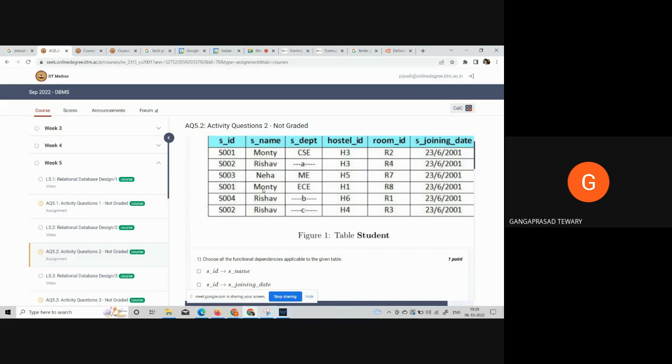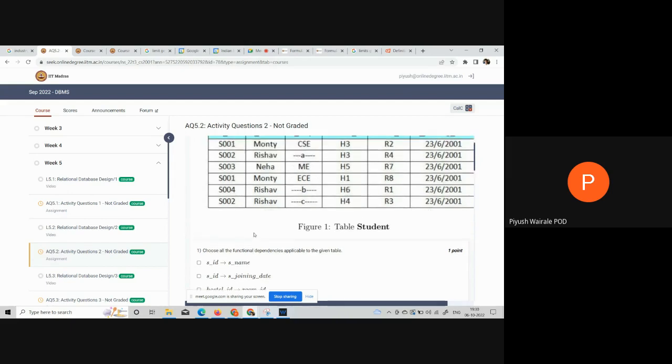So in this case, if we replace that S004 Rishabh with something else other than Monty or Rishabh or Neha, then S name can determine SID. The other way around, yes. If we replace only S004 with something which is not Monty, Rishabh or Neha, then S name would determine SID. Then the reverse is true.